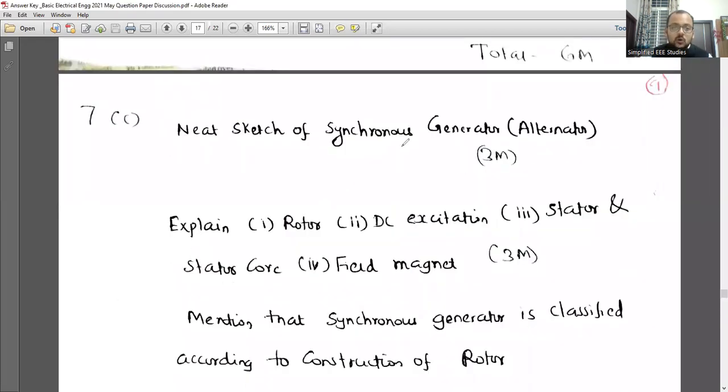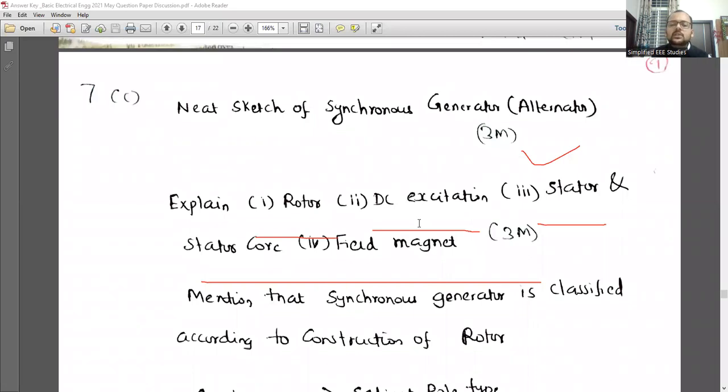So a neat sketch of synchronous generator is mandatory. Weightage is 3 marks. Explain the components like rotor, DC excitation. Here we need to provide a DC excitation. Stator and stator core, then field magnet. It has a weightage of 3 marks. A brief explanation is required. Also, you have to explain the diagram of a synchronous generator.